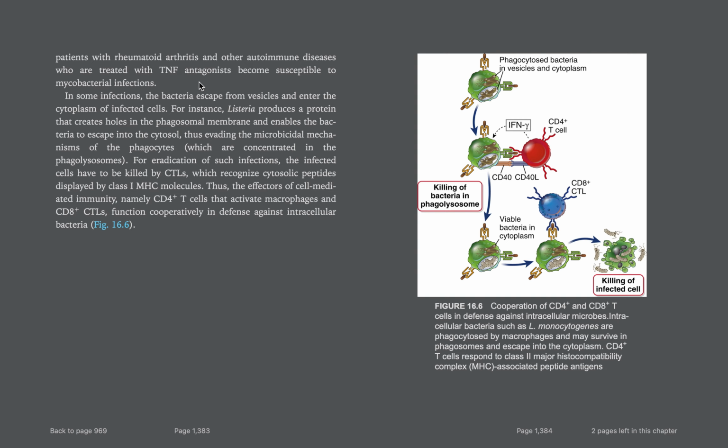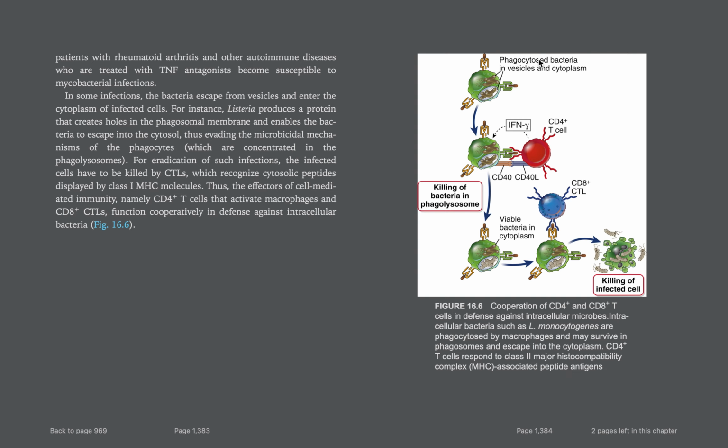Thus, the effectors of cell-mediated immunity, namely CD4 T cells that activate macrophages and CD8 cytotoxic T cells, function cooperatively in defense against intracellular bacteria. So here is figure 16.6, cooperation of CD4 and CD8 T cells in defense against intracellular microbes. Intracellular bacteria such as Listeria monocytogenes are phagocytosed by macrophages and may survive in phagosomes and escape into the cytoplasm. CD4 T cells respond to class 2 major histocompatibility complex associated with peptide antigen.